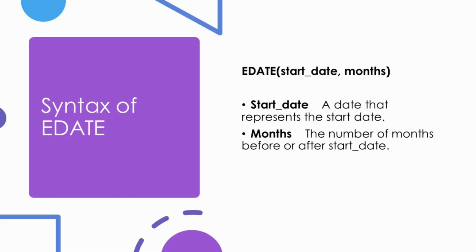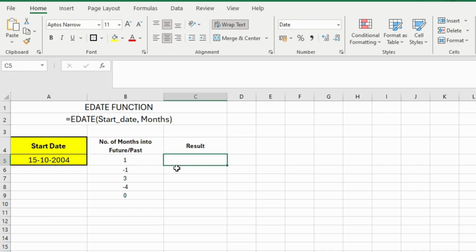So let's first look at the syntax of the EDATE function. The syntax of the EDATE function is pretty straightforward. You have this EDATE function, then there are two arguments, start date and months. Start date is the date you want to start from, and months is the number of months before or after the start date. If you want to move the date into the past, you have to use a negative number, and if you want to move the date forwards into the future, in that case you have to use a positive number. So let us understand this with some practical examples.